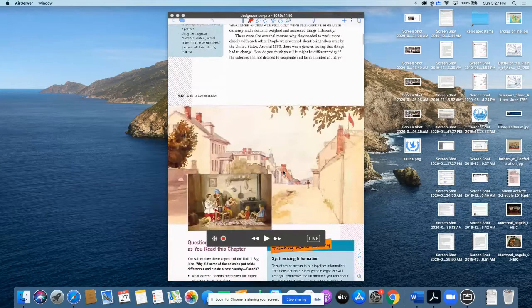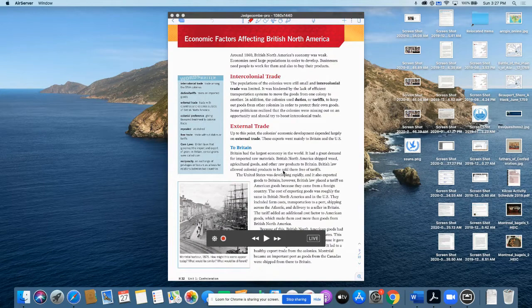And before we begin, you have to realize that the British North American colonies were all separate. So they all had their own governments, and they were still controlled by Great Britain, but they were kind of like little countries at the time. So you have to keep that in mind.